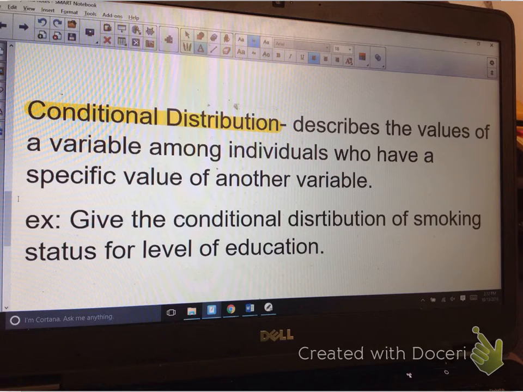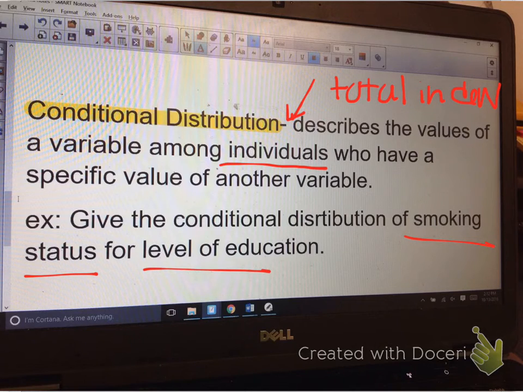The conditional distribution is the chart that we have. It describes the values of a variable among individuals who have a specific value of another variable, okay? When you see the word among, a lot of times that's the total in the denominator, when you're figuring something out, or the word of, in this case, it's a little tricky, okay? So it says give the conditional distribution of smoking status for level of education. How would I write this?